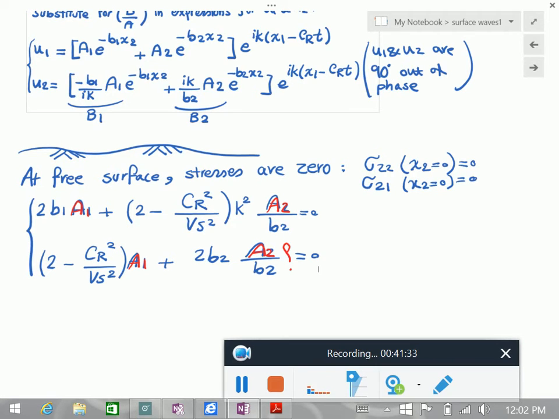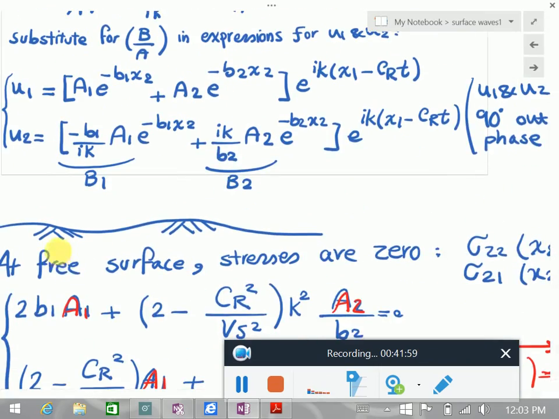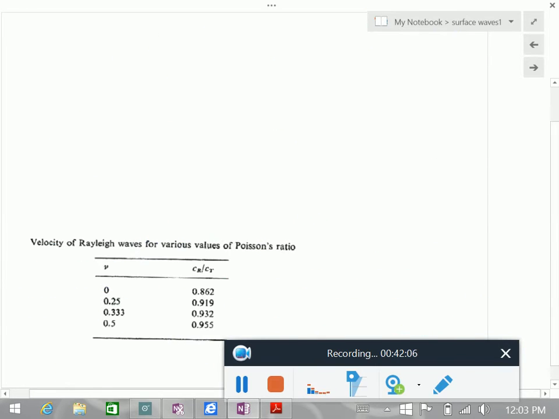What is important is what comes next. For this not to have a trivial answer, this determinant, which should be this times that minus this, should be 0. And that's where the other equation also comes from, very similar. Then we get to this very famous equation for surface wave velocity. Let me write it down on the next page. This is correct for sure.